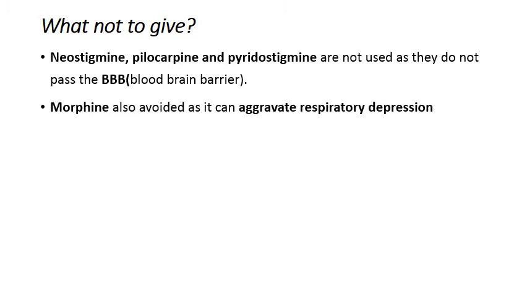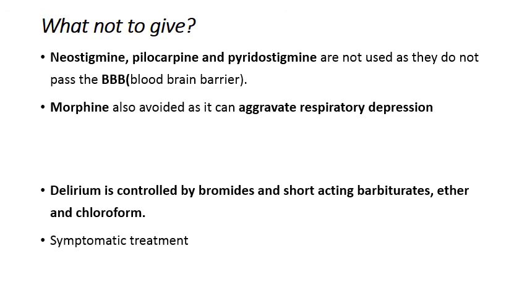The rest of the treatment would be symptomatic, that is, the delirium that is produced due to datura is controlled mainly by bromides or short-acting barbiturates, ether and chloroform.